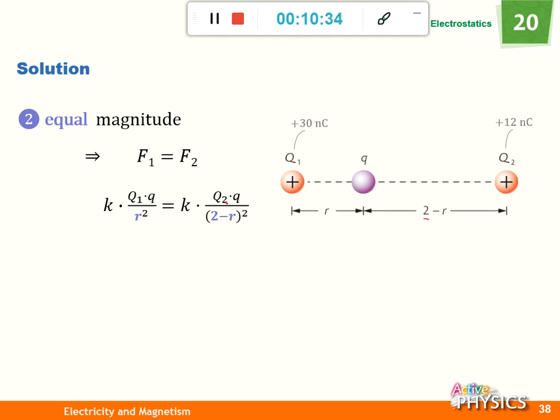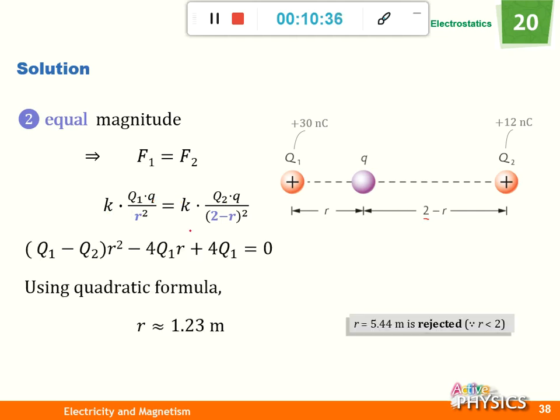Q also cancels out. After the calculation, this one is a quadratic equation. Do not do it by your own. Try to use a calculator to do it. Okay, quadratic equation. Finally, the answer should be 1.23 meters from Q1.